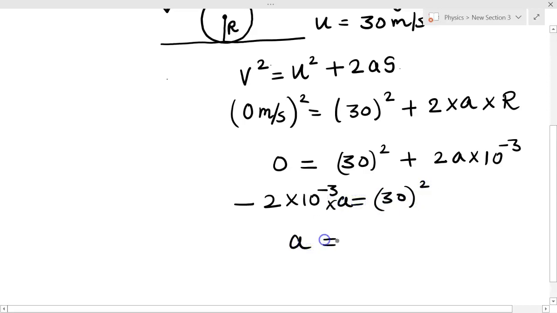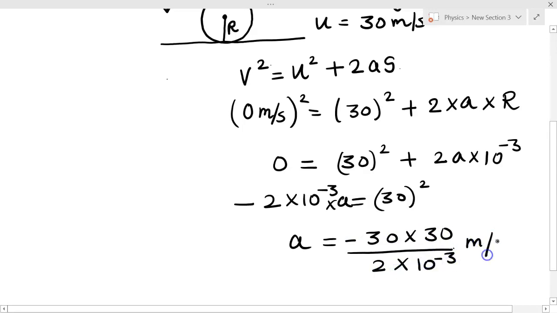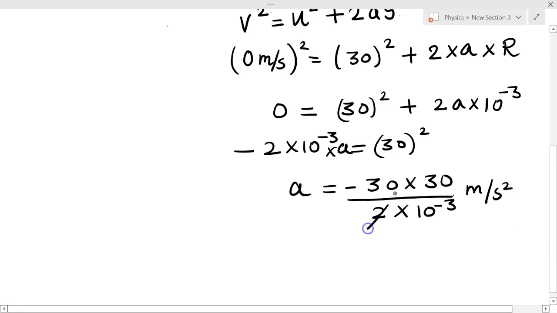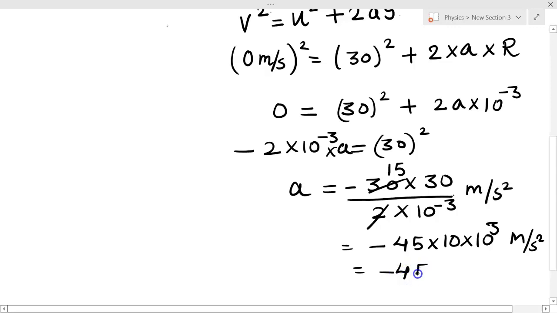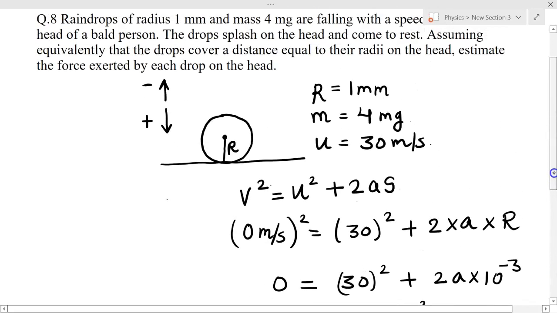So what is the value of a? Value of a will be 30 into 30 divided by, this is minus sign by the way, 2 into 10 to the power minus 3 meter per second square. So this is 15 and 15 3s are 45. So this is minus 45 into 10 to the power 4 meter per second square. So this is the acceleration. Now they are asking us the force.